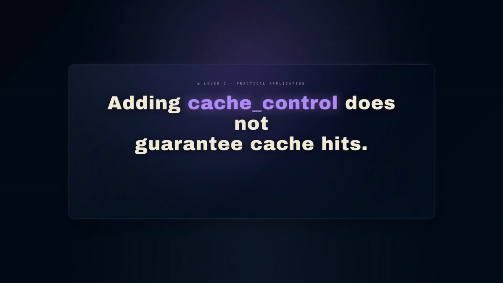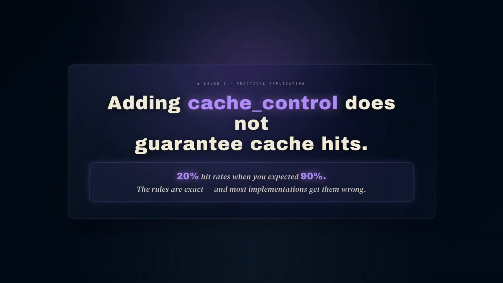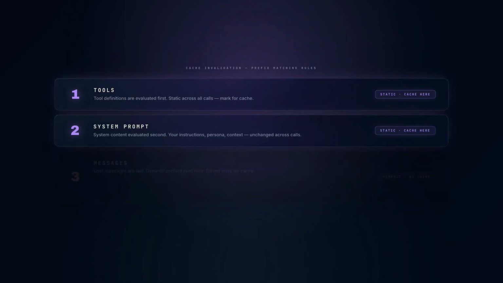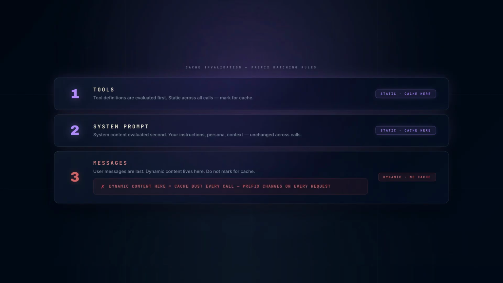Adding cache control to your system prompt does not guarantee cache hits. The reason teams get 20% hit rates when they expected 90 is almost always the same: dynamic content bleeding into the cacheable zone. The cache operates on prefix matching. The entire prompt up to your cache breakpoint must be identical across calls. 1 character different, 1 variable injected, 1 timestamp changed, cache miss. The hierarchy is tools first, system second, messages last. If your system prompt includes a username, a session ID, a timestamp, the cache busts on every single call, even if 99% of the prompt is static.